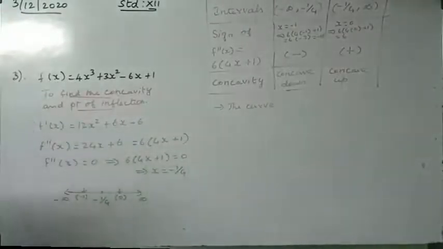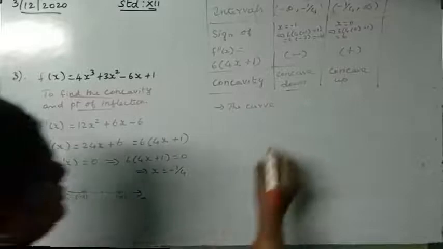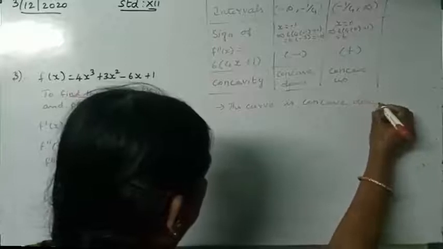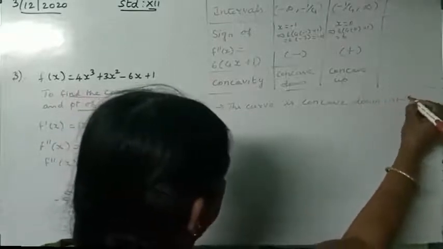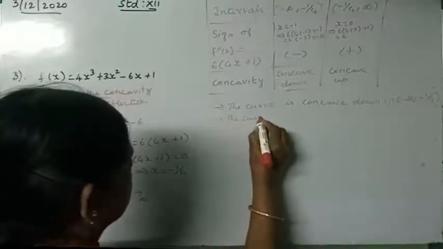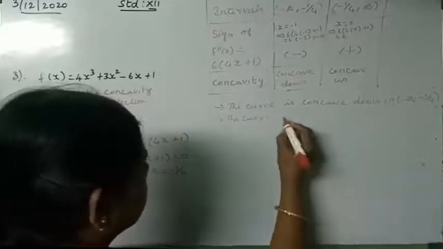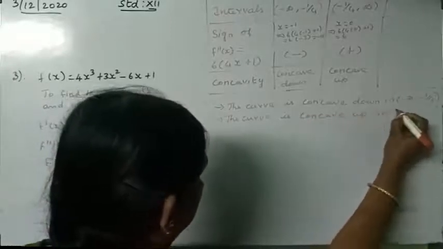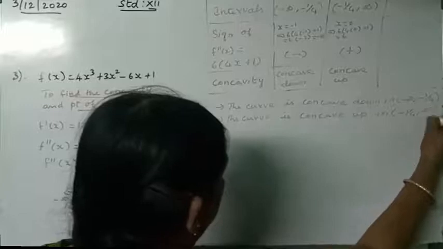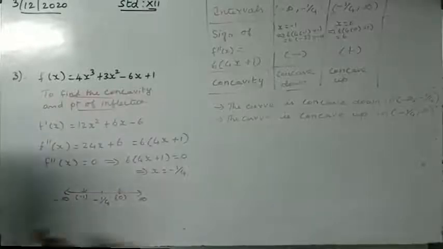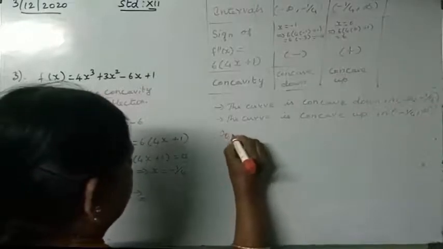The curve is concave down in the interval minus infinity comma minus 1 by 4. The same way the curve is concave upward, concave up in minus 1 by 4 comma infinity. So we have only one point. So at x is equal to minus 1 by 4, we have to find the point of inflection. Now point of inflection.